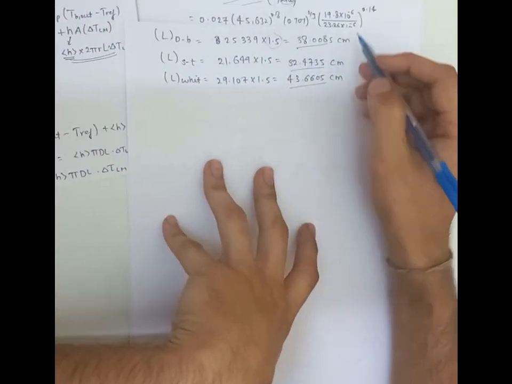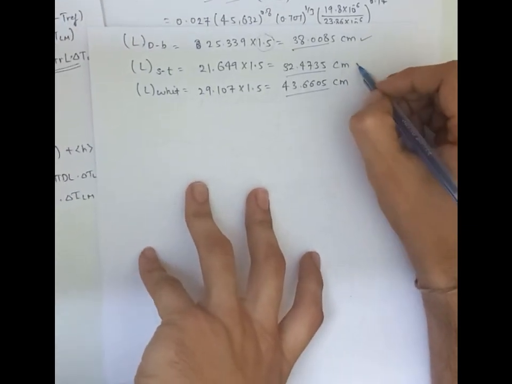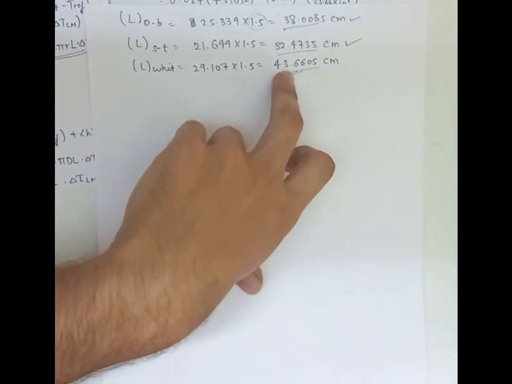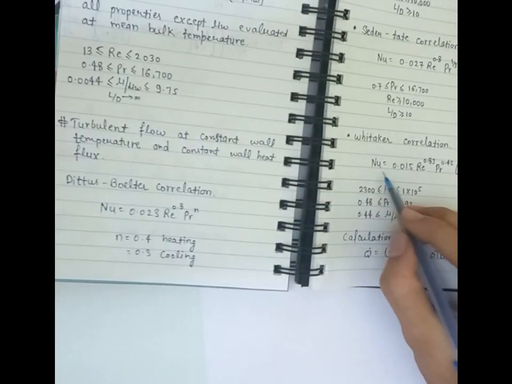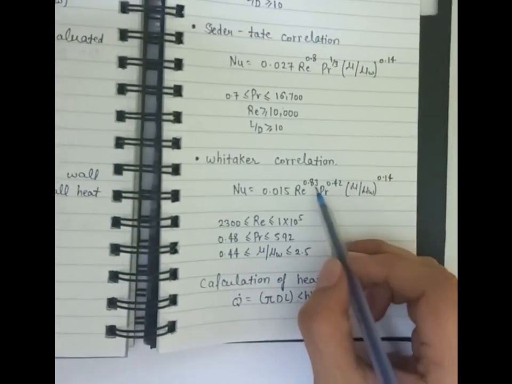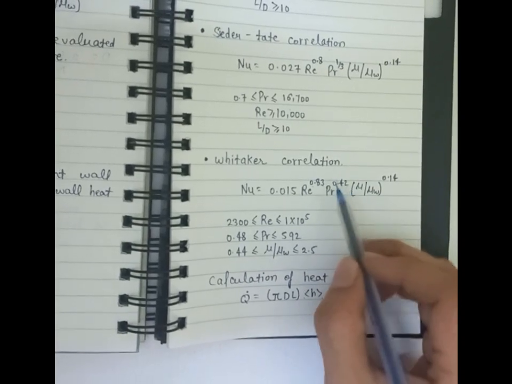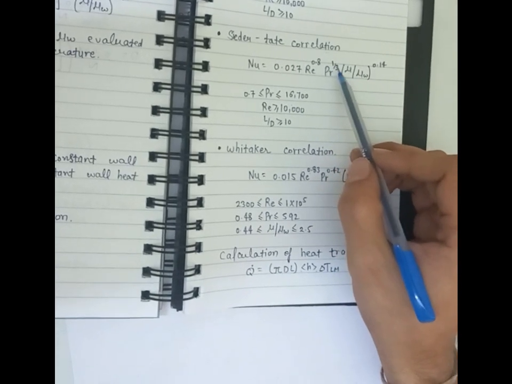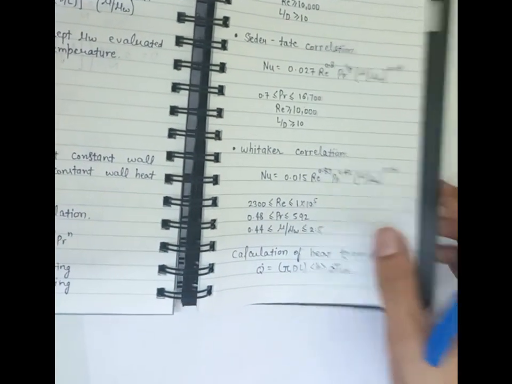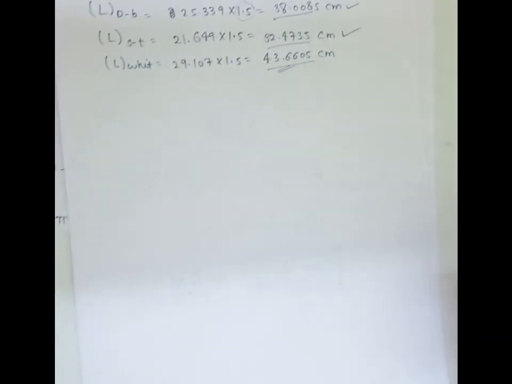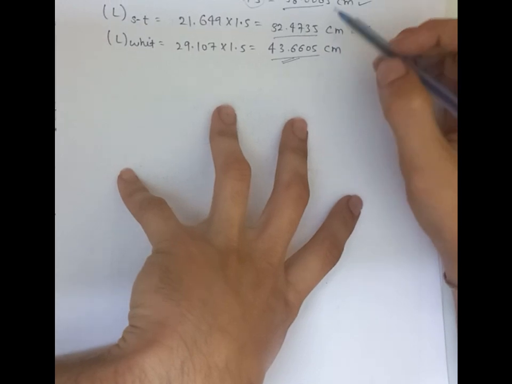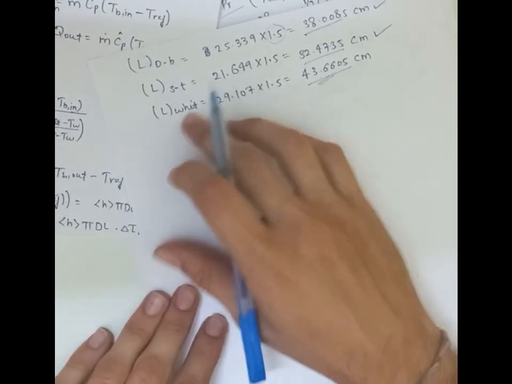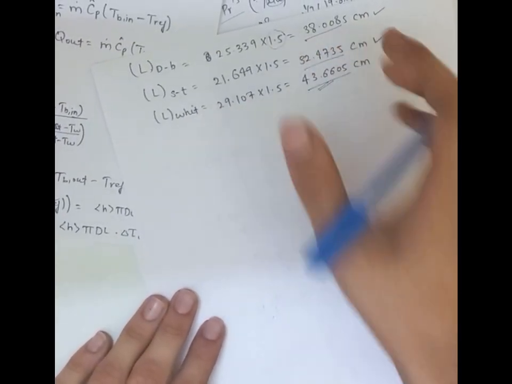So for Dittus-Boelter it is the middle one, lowest for the Seider-Tate, and it is highest for the Whitaker correlation. And the reason behind that is that in the Whitaker correlation, we are having some extra factor of 0.83 and 0.42 in comparison to the Seider-Tate correlation, that is having a 0.8 and 1 by 3 power. So the only difference is that, nothing more than that. So these are the three values we got from the Seider-Tate, Dittus-Boelter and Whitaker correlations. So this is the analysis of the length of the heat exchanger.